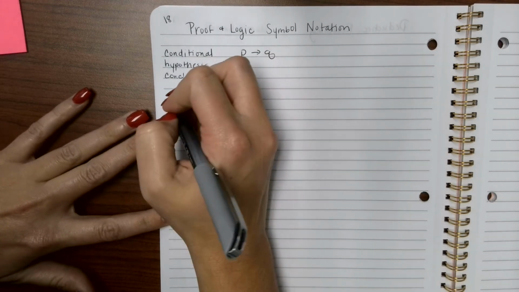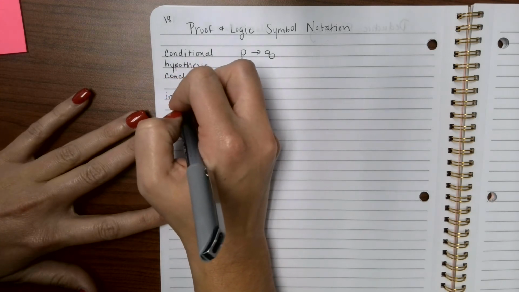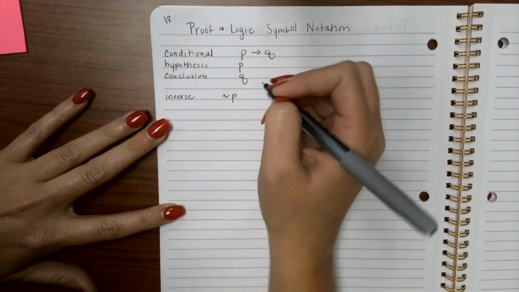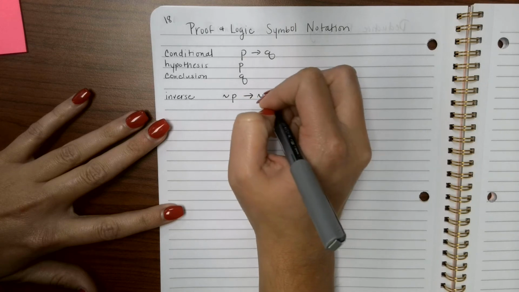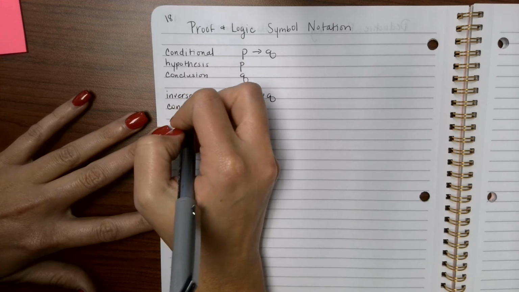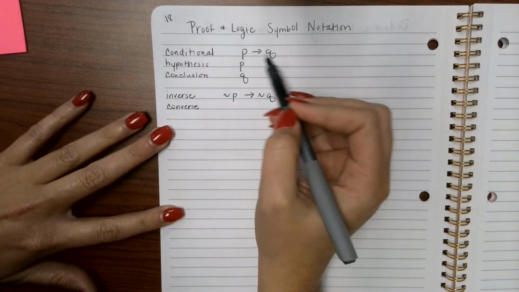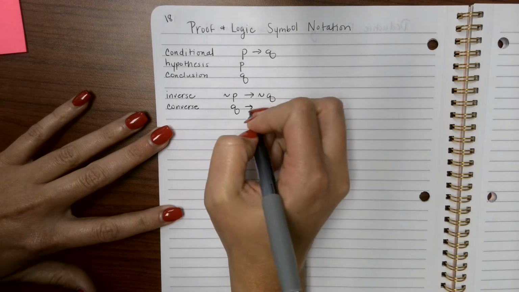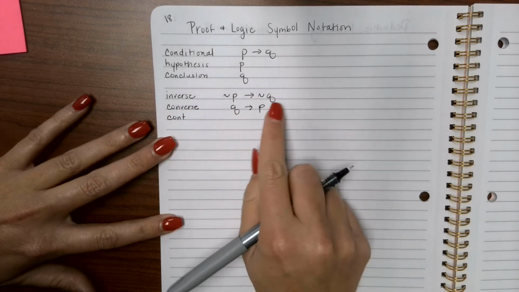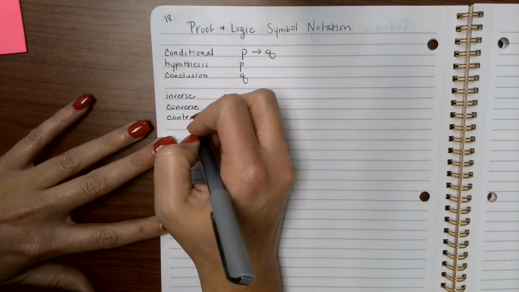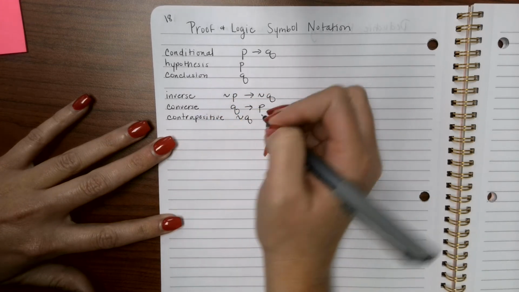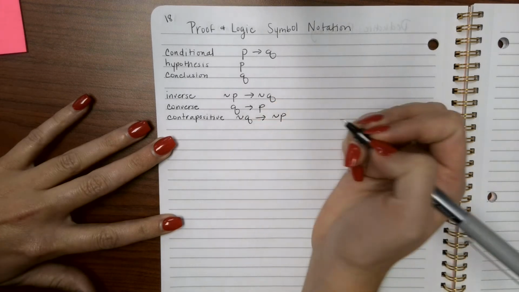When we're talking about an inverse of a conditional statement, that looks like this: the negation of P and the negation of Q. We're talking about the converse. The converse is just P and Q switched. So if Q, then P. And the contrapositive is both of these things. So the negation and you switch them. So it looks like this: if the negation of Q, then the negation of P.